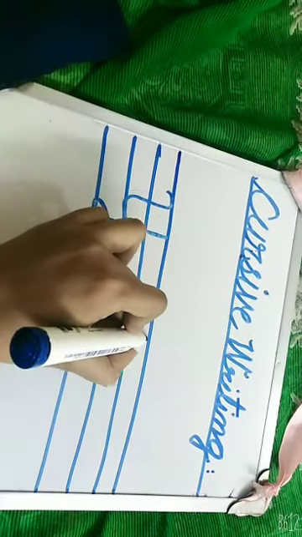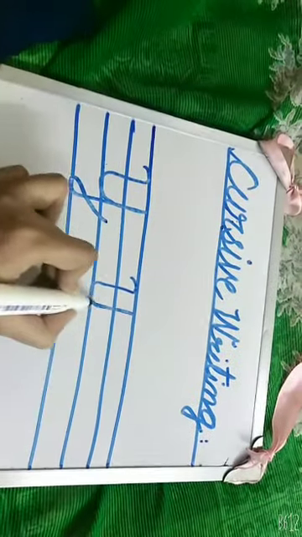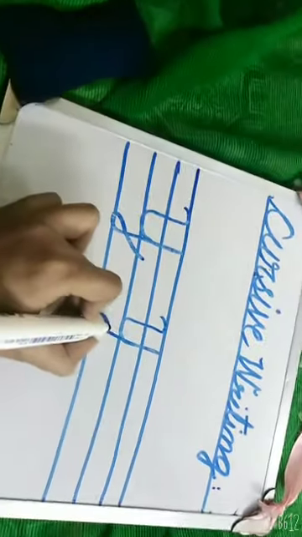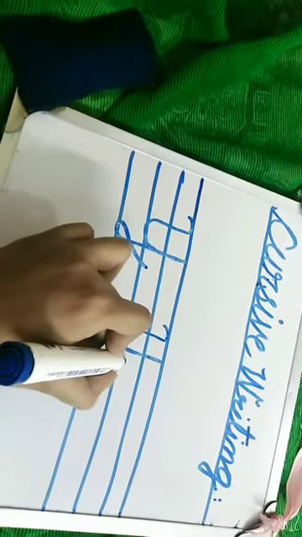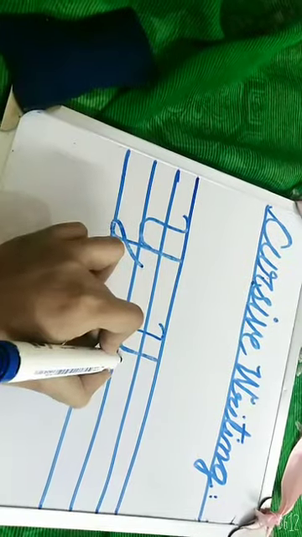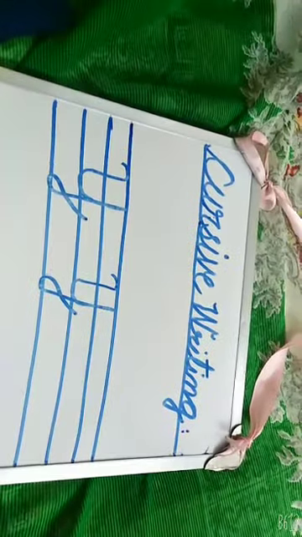Now bring your marker straightly by our writing here on fourth line, make loop here and move your marker diagonally upward, and by touching the third line, now pick up your marker here. Here is uppercase character Y.